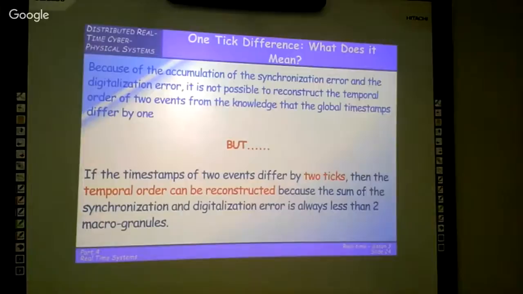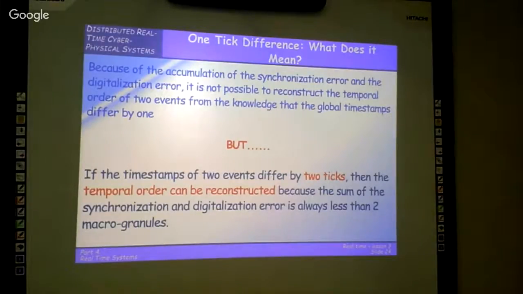And if the difference between 2 events is only 1 tick, we cannot say anything of which of the 2 happened before. But if the difference between the timestamps of 2 events taken in any different parts of the world is 2 ticks, at least 2 or more ticks, well, then we can reconstruct the temporal order of the events.